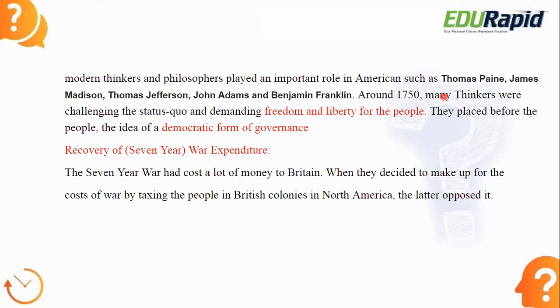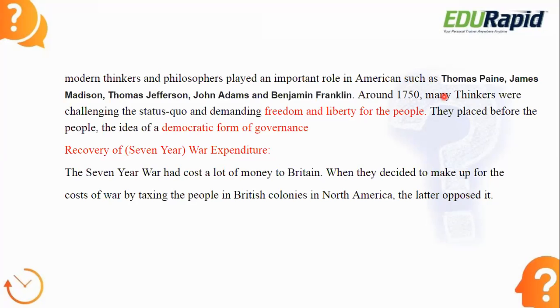Whenever you study any history, like world history, ancient or modern history, you need to go to that period. You need to think like the people who were living in that period, and then only we will get a clear picture of what was happening. I hope you are getting my point. This freedom and liberty for the people and democratic form of governance were the new ideas that came up with modern thinkers and philosophers like Thomas Jefferson, John Adams, Benjamin Franklin, and all.